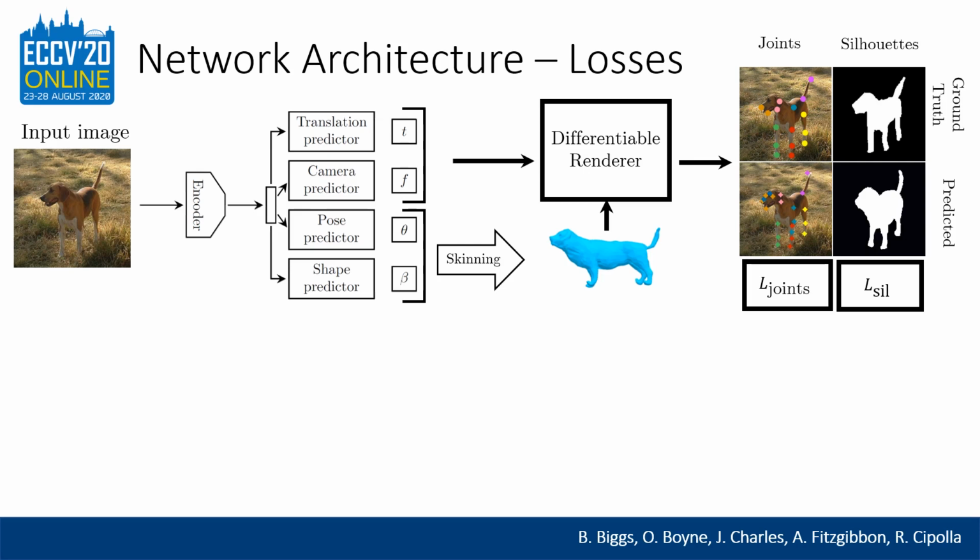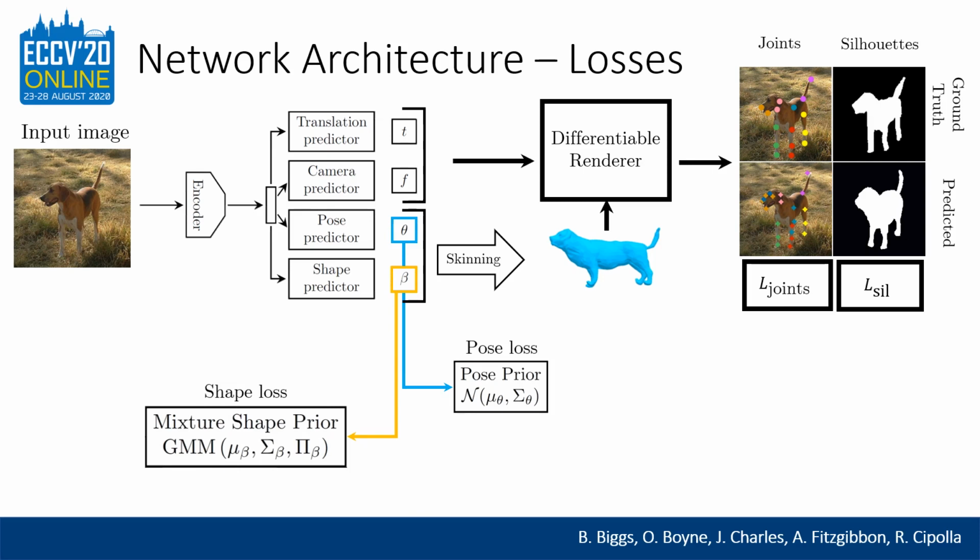In order to encourage realism among our predicted dog meshes, we make use of pose and shape priors to help regularize learning. As mentioned in the previous section, we regularly apply expectation maximization steps while the model is training to allow our shape prior to adapt to the real 2D image data.